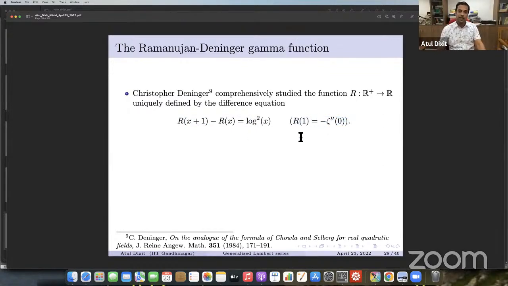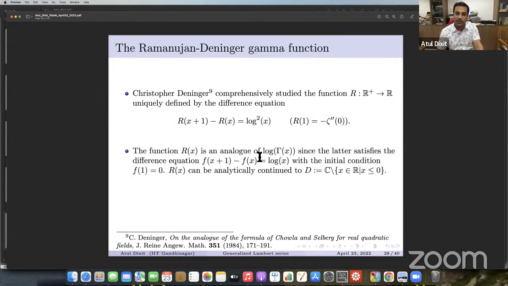And one can immediately see that this is an analog of the gamma function, because what is log of the gamma function? Log gamma satisfies this difference equation, right? Because log gamma x plus 1 minus log gamma x is nothing but log of gamma x plus 1 over gamma x, which is log x.